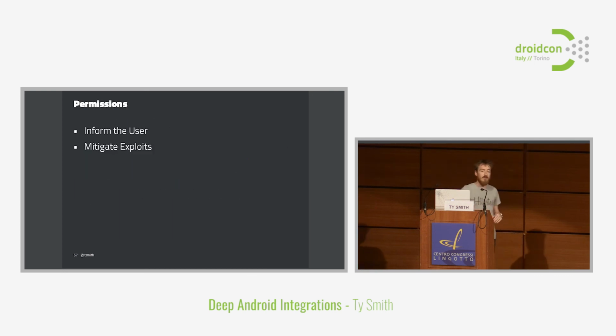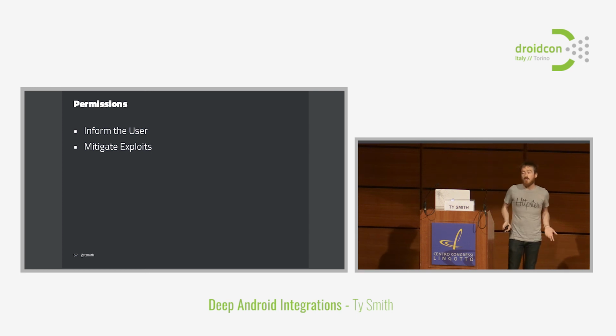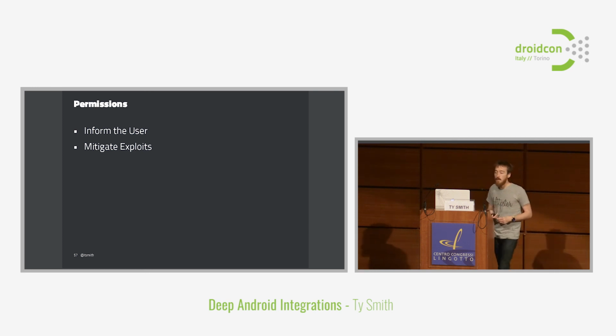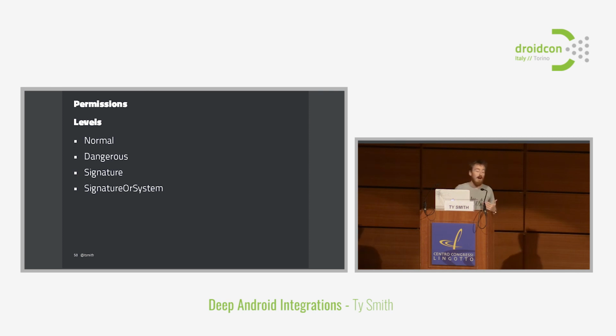I'm going to briefly touch on permissions before I hand it off. With all of these, you can imagine a lot of security concerns where users' data is transferring back and forth between processes. You can create custom permissions in Android. I would highly recommend them. There's multiple levels of permissions.